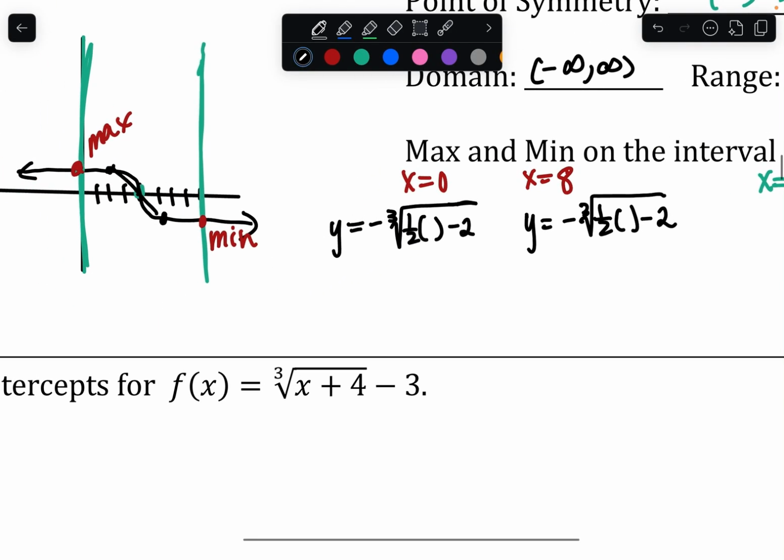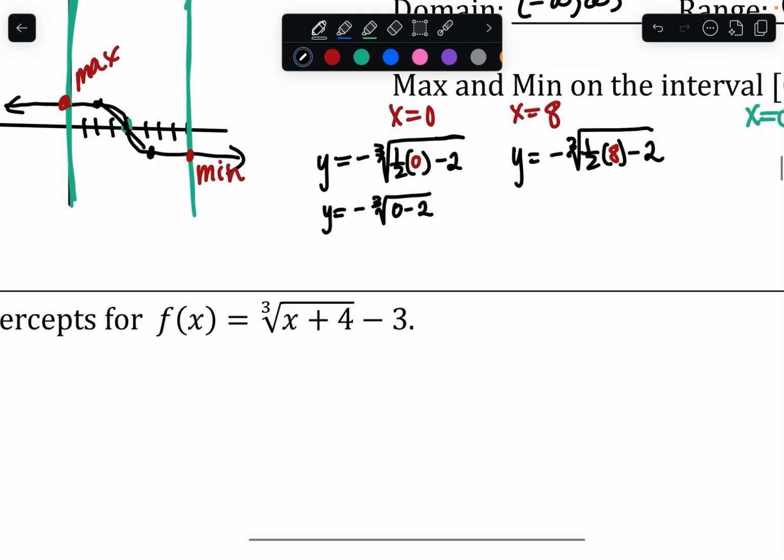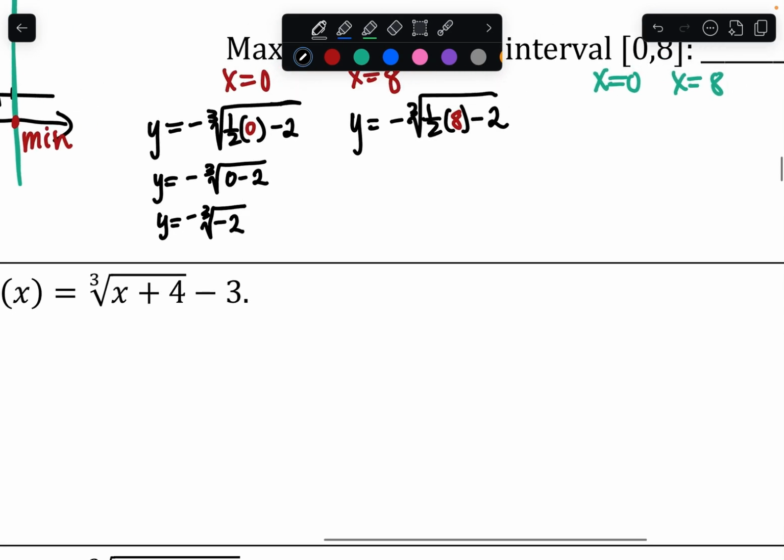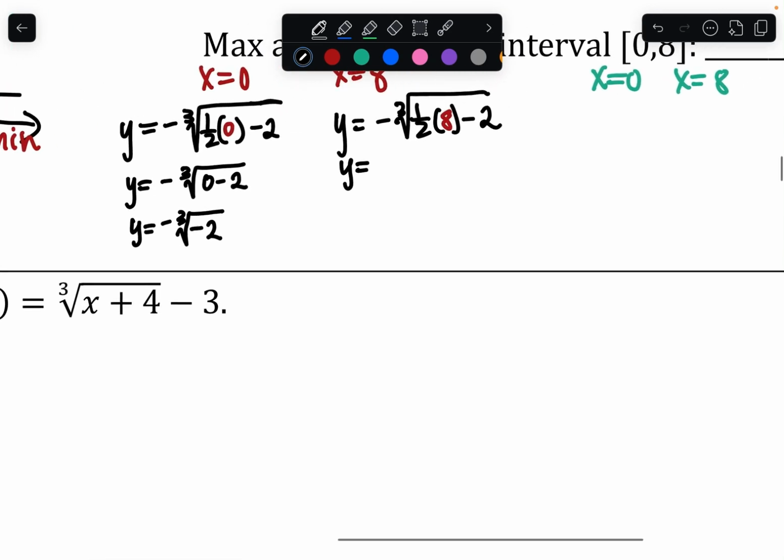Okay, so negative cube root of 1/2 x minus 2. We're plugging in 0, and we're plugging in 8. So negative cube root, 1/2 of 0 is 0. And then we subtract 2, we get a negative 2. Now we have a negative outside and a negative inside. So leave them both, because when we type them in the calculator, you do see that we're going to end up with a negative times a negative. But in general, those wouldn't cancel.